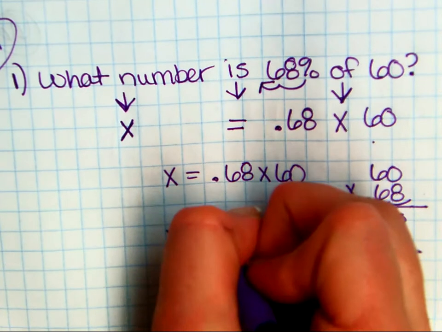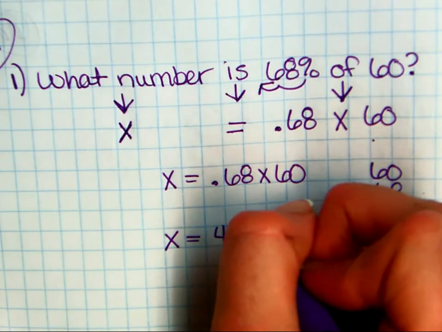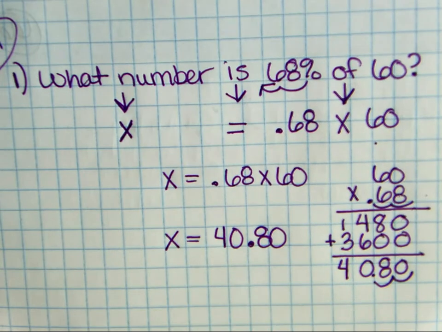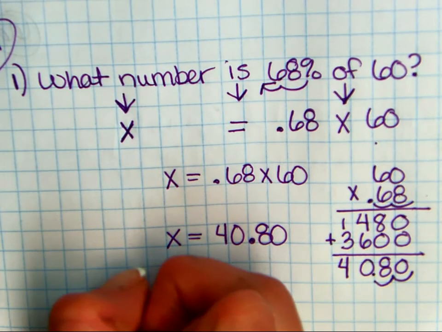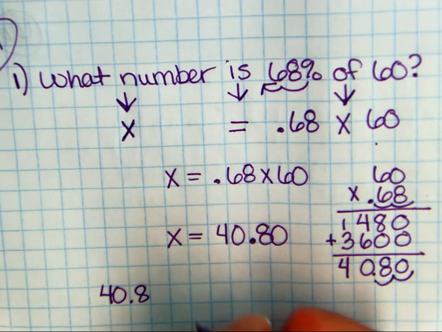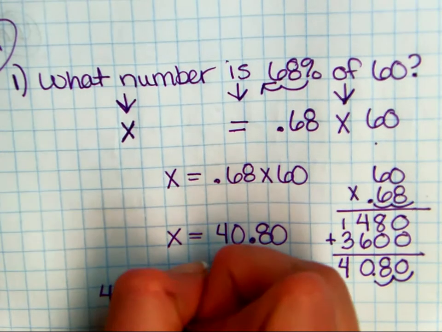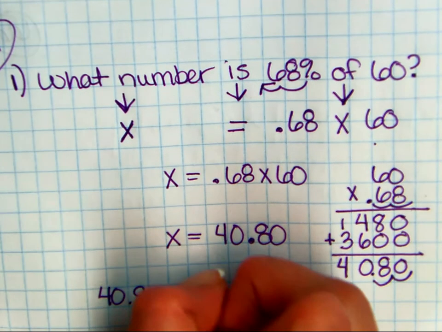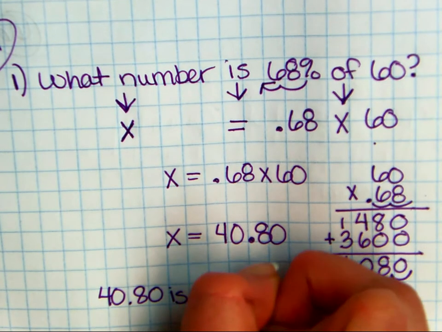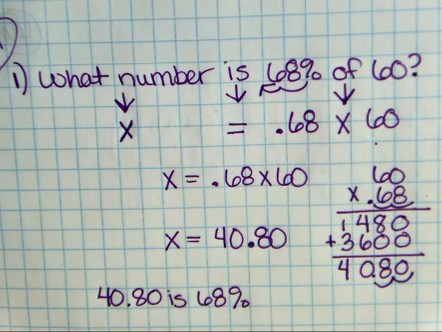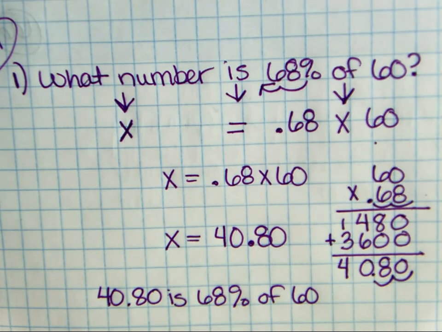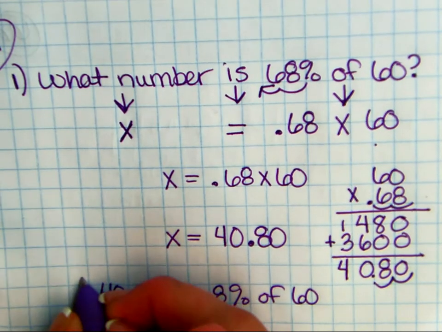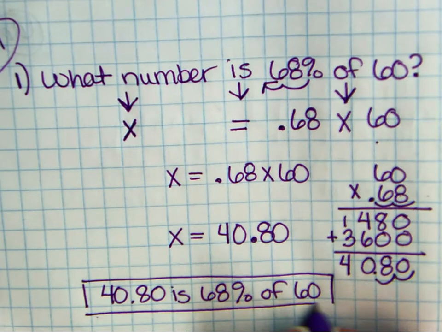So I end up with x equals 40 and 80 hundredths, or 40 and 8 tenths. Either would be the same. So I know that 40 and 8 tenths, or 40 and 80 hundredths, is 68% of 60. That is my answer.